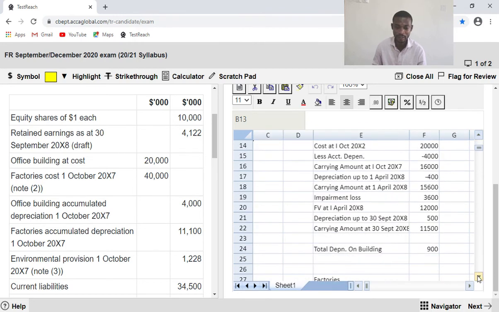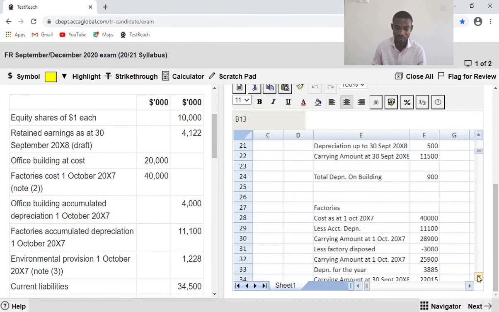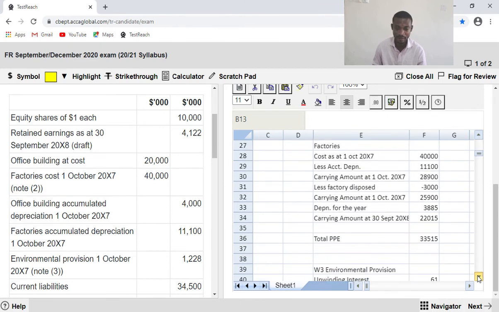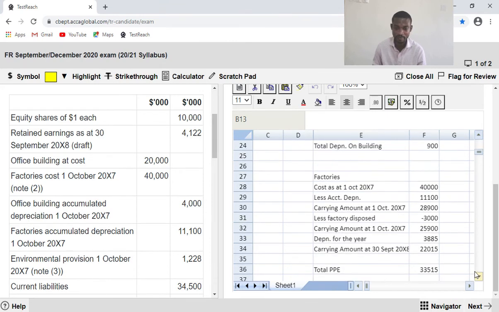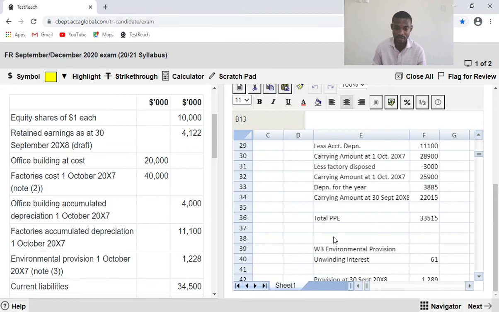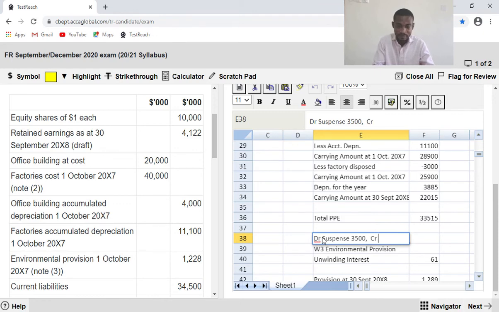The adjusting entry to do here. Okay, let me just pull these here to say, because it's suspense credit, debit, so I'll say debit suspense. So debit suspense, I'll type in that debit suspense. You might not really have to do this anyway. Debit suspense 3,500.